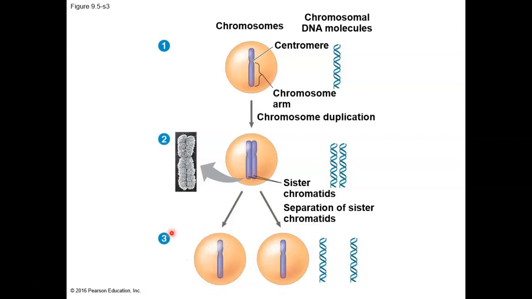And then this will repeat, because that chromosome will duplicate, become a duplicated chromosome, and then it will move into two more cells. So sister chromatids always separate, and they go into what we call daughter cells.